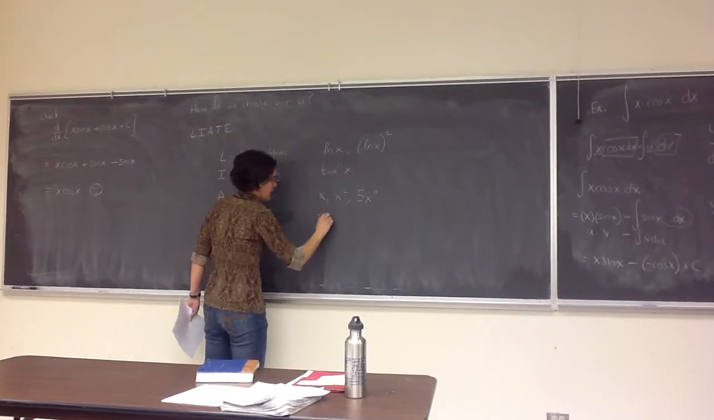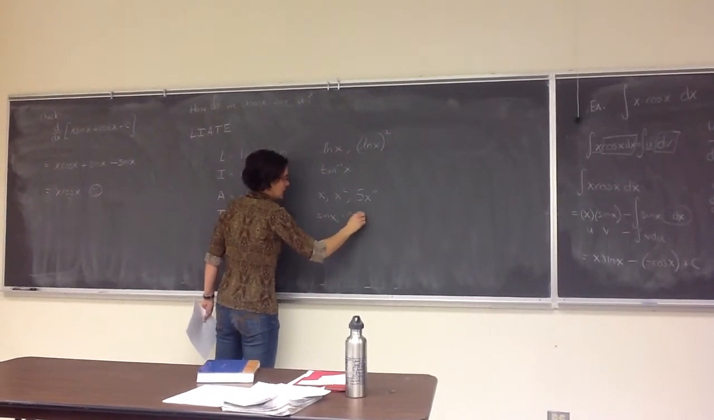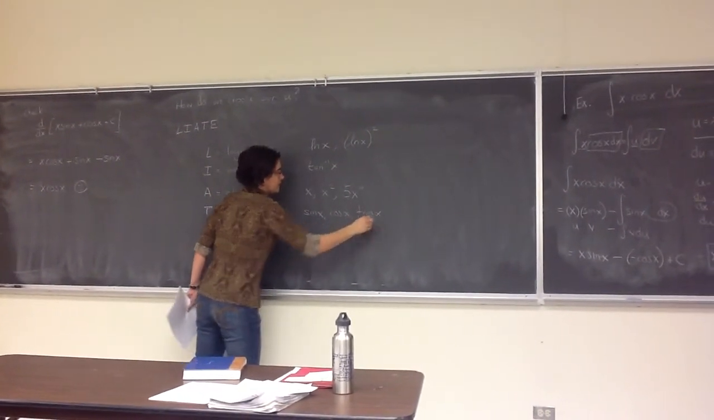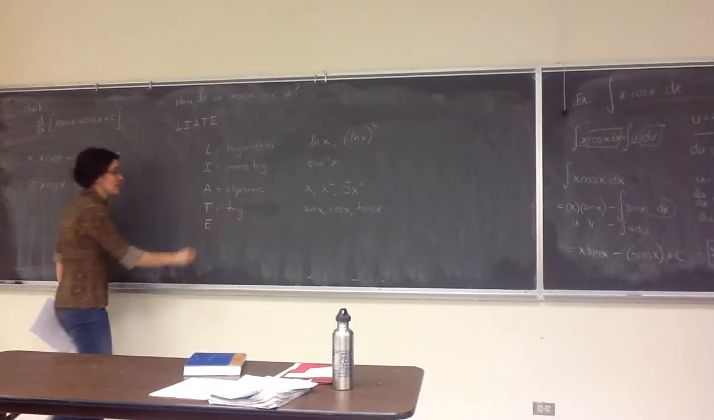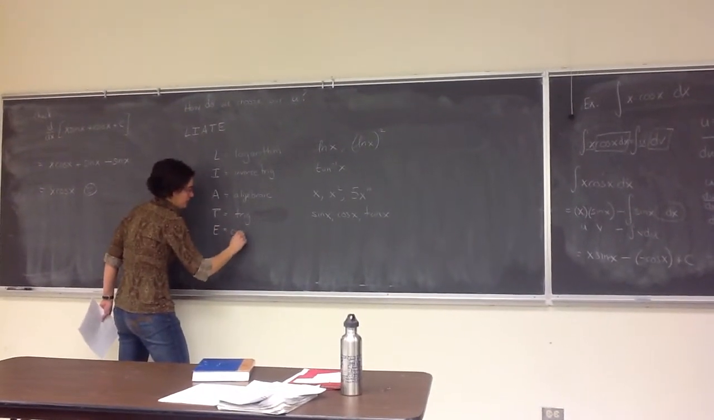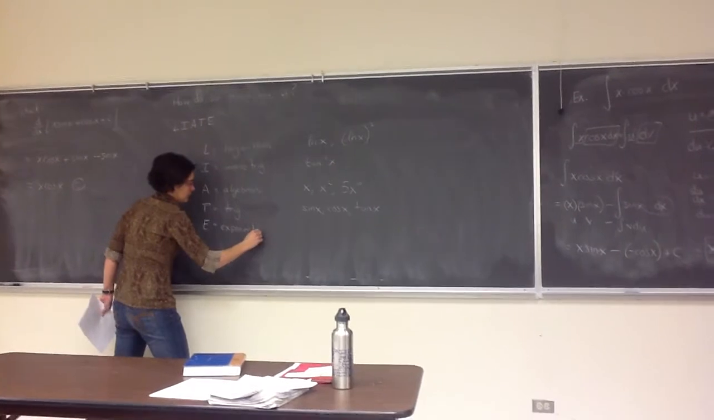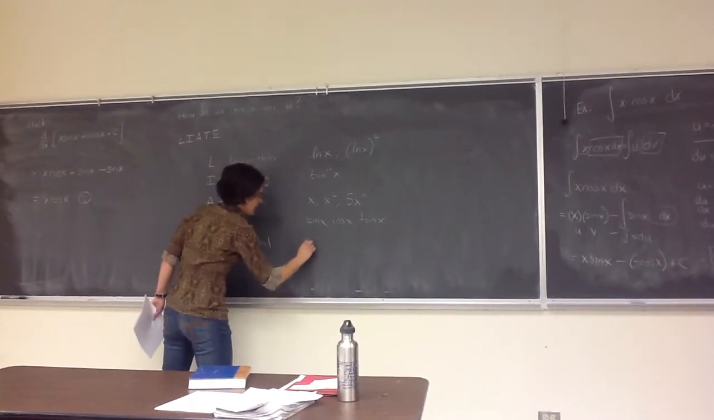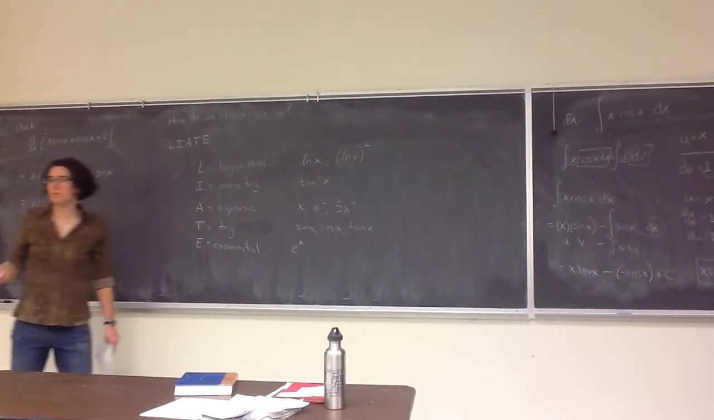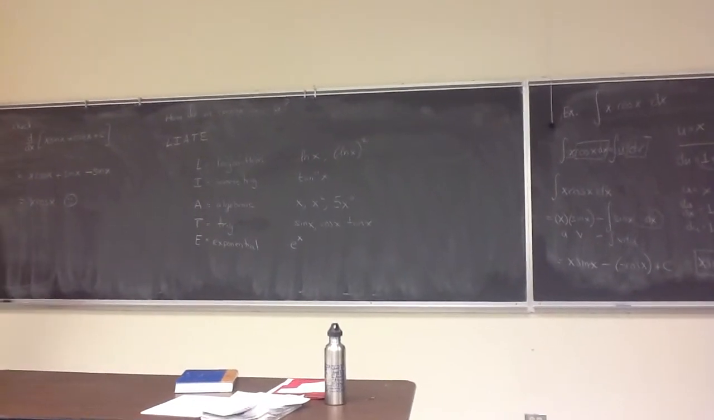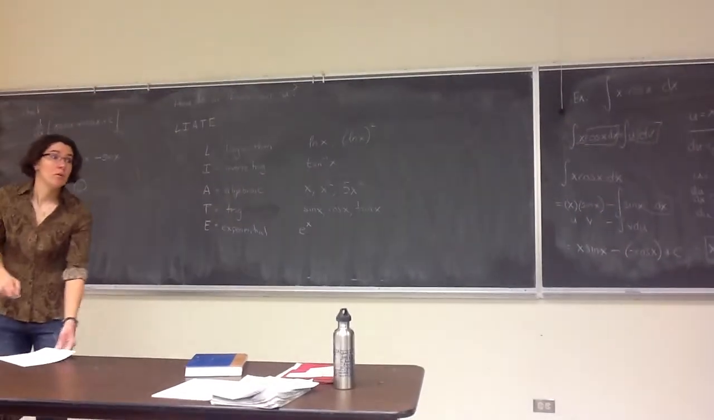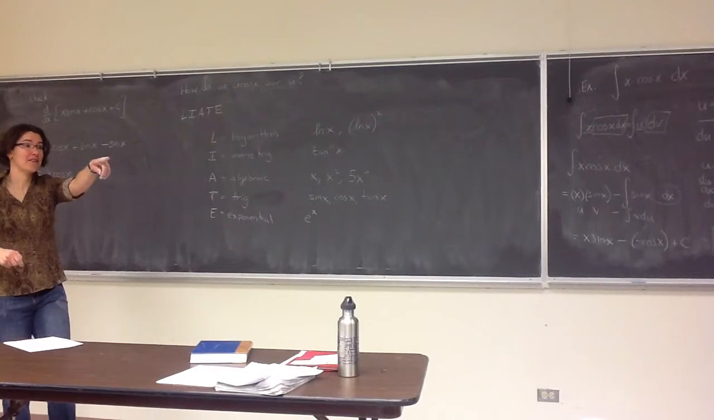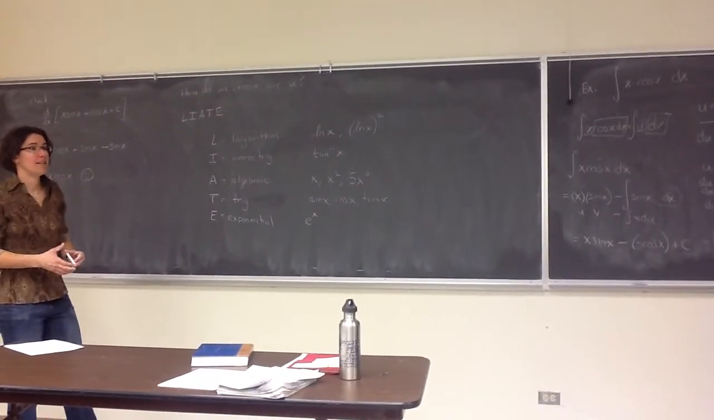So things like sine x, cosine x, tangent x, things like that. And E stands for exponential. So things like e to the x would be an example of an exponential function. And so what this, yeah, your question? It just seems like that list includes everything we see.